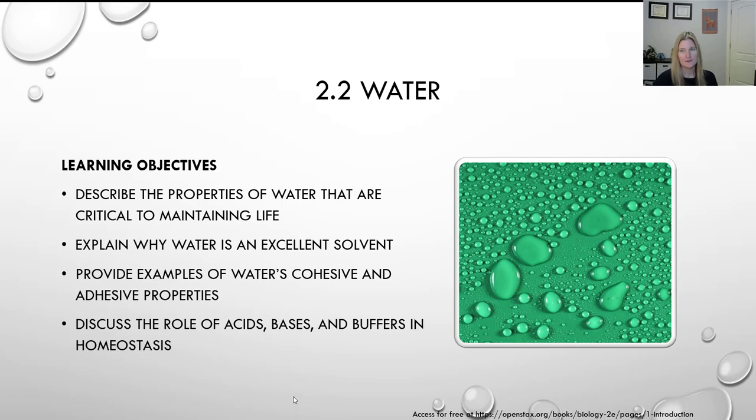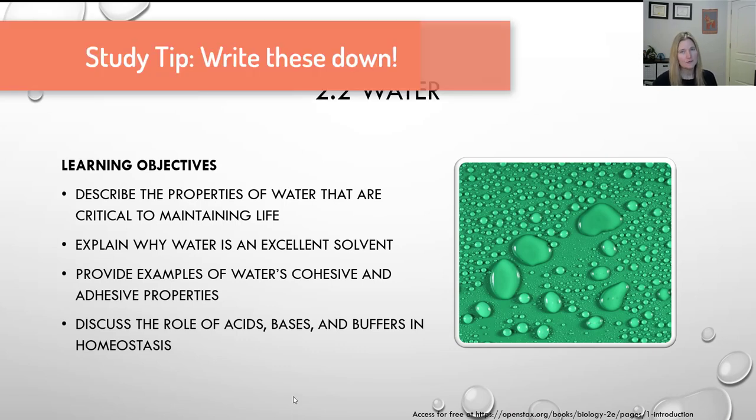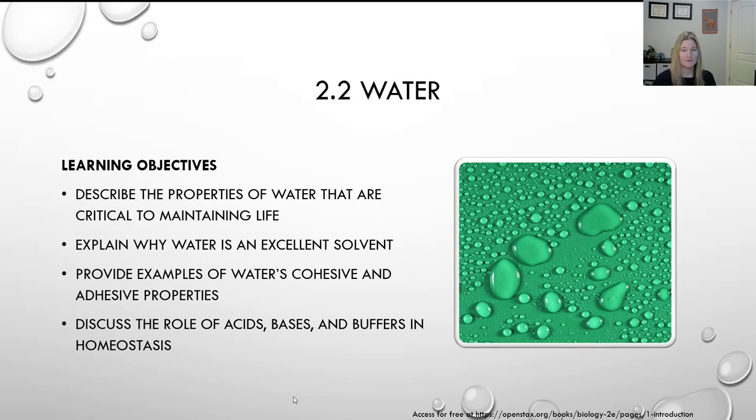So here are our learning objectives. Always a good idea to write these down. I'll be covering each one of these learning objectives in this video, and at the end of the video, revisit them and see if you can address them just from what you learned. And if not, go back into that free Openstax textbook and review it a little more in detail.